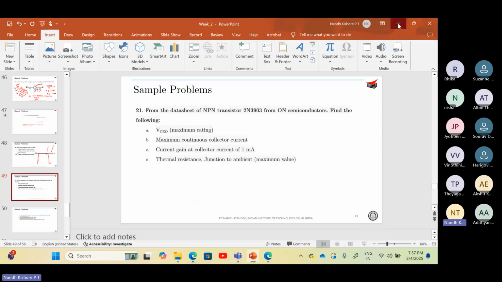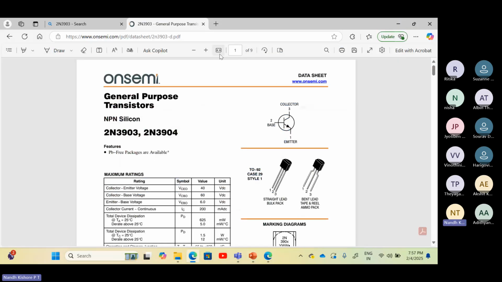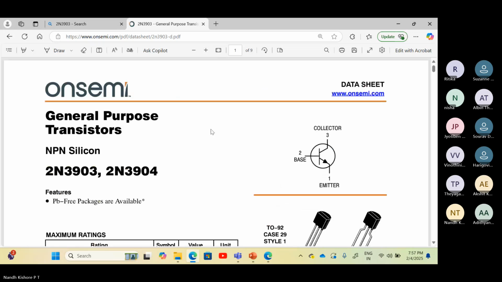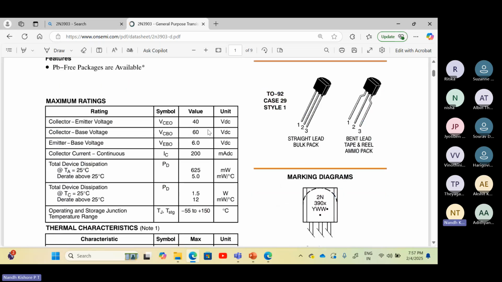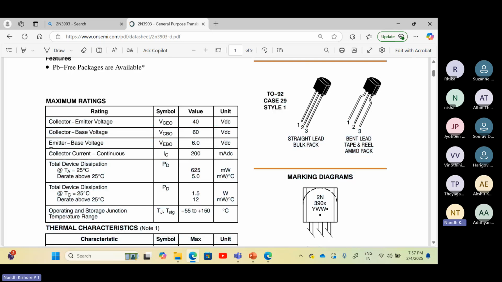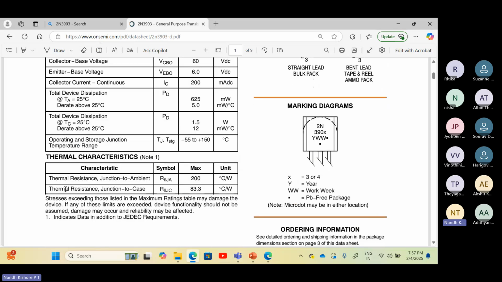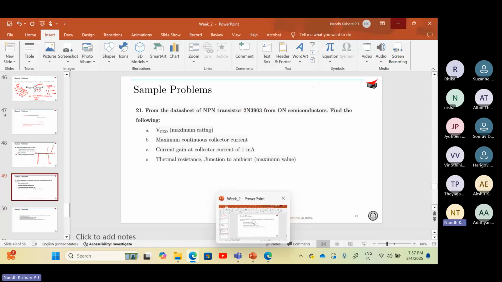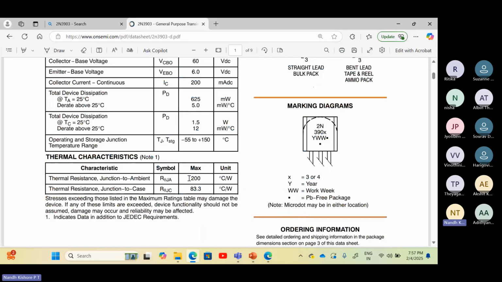Okay. So what is the VCE naught? It is given here itself. VCE naught is 40 VDC. You can see the highlighted part on my screen. VCE naught is 40 volts. And what is the maximum collector continuous current? Collector current continuous is 200 milliamps. It will be given in the maximum rating tab. And your thermal resistance is asked. Junction to ambient thermal resistance is 200 degrees per watt.